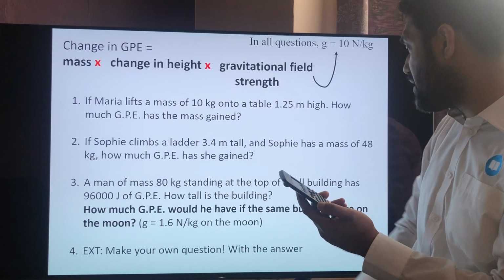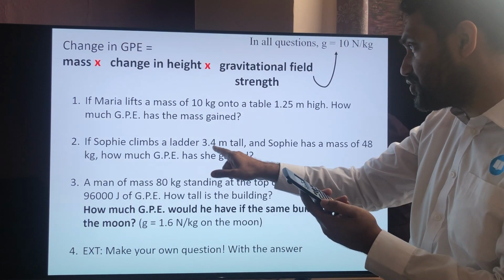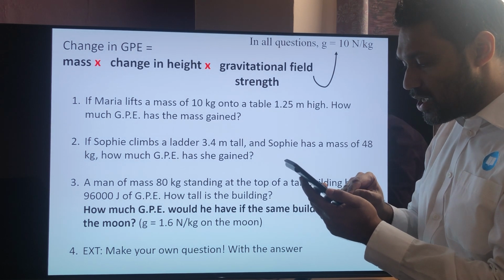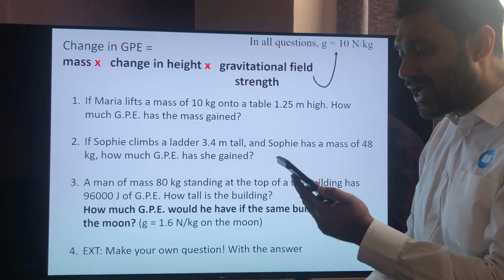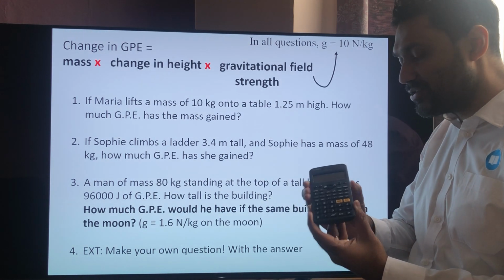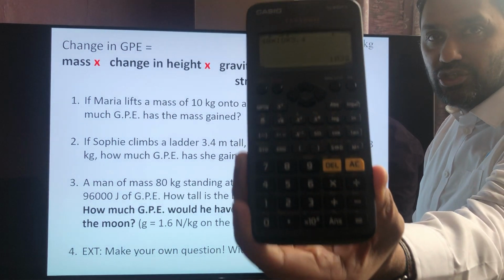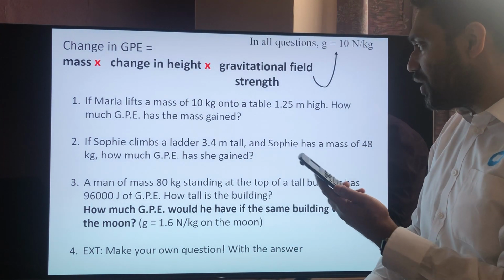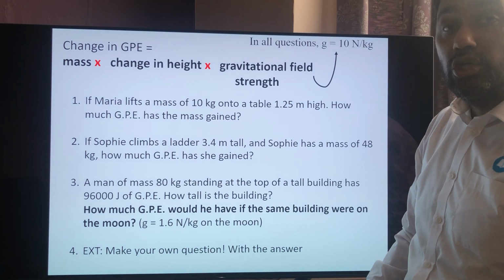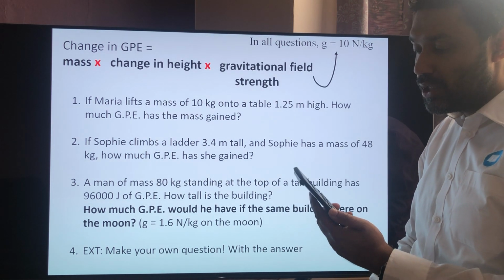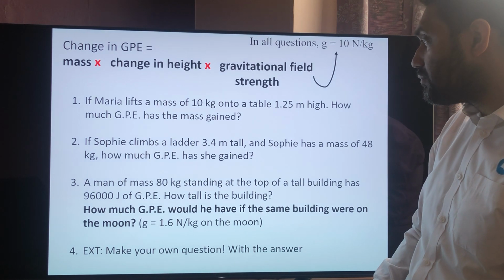And then we'll times it by her height. She's gone up 3.4 meters, so times it by 3.4. And the answer is 1,632. I don't know if you can see that, but don't take my word for it. It's 1,632 joules of energy, or 1.632 kilojoules.